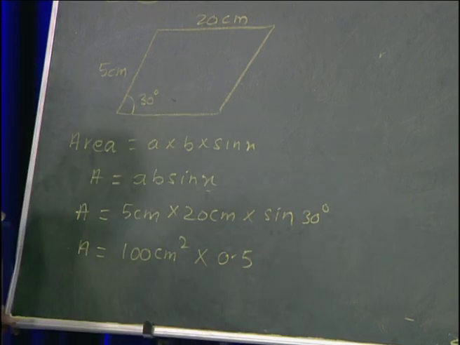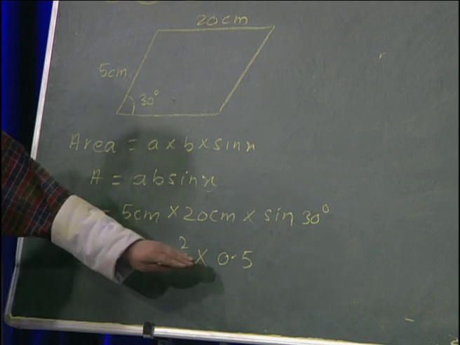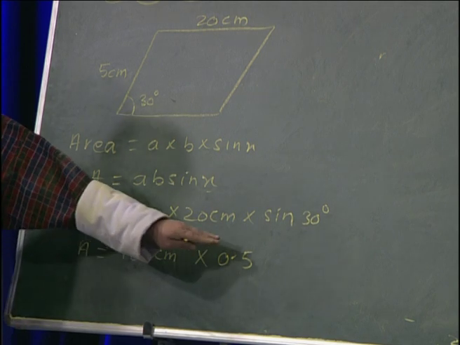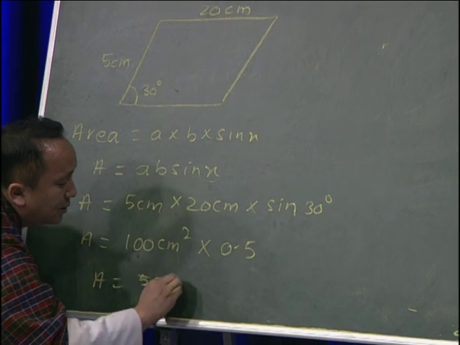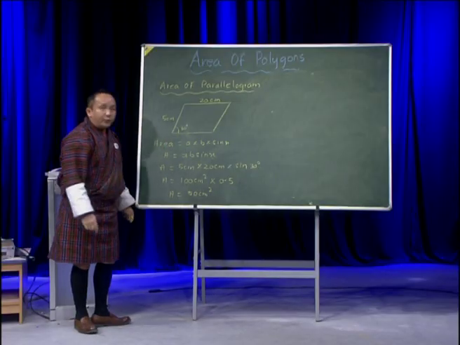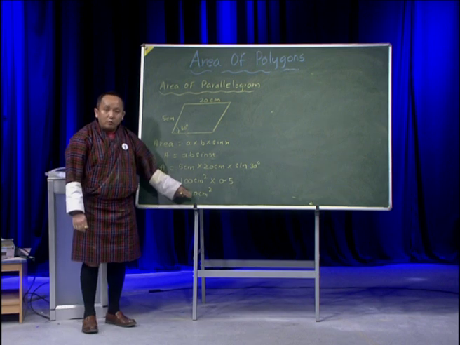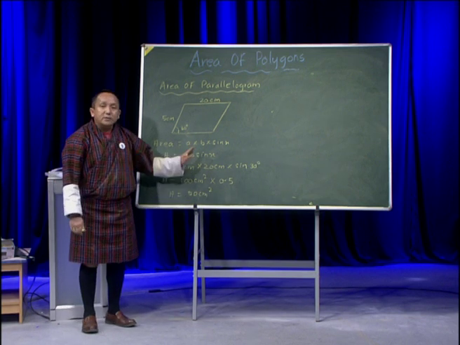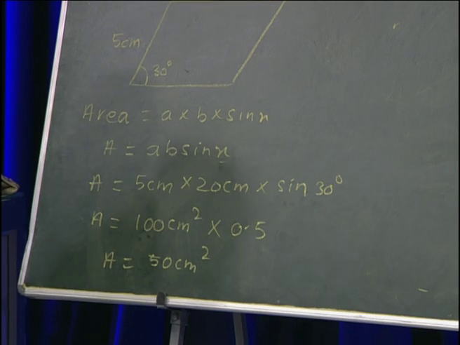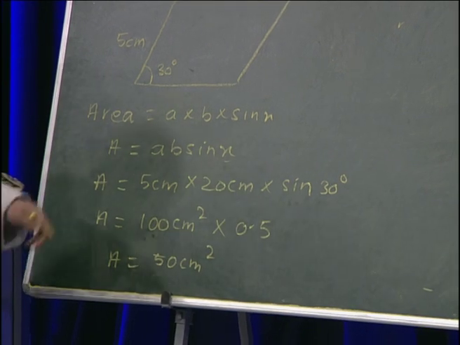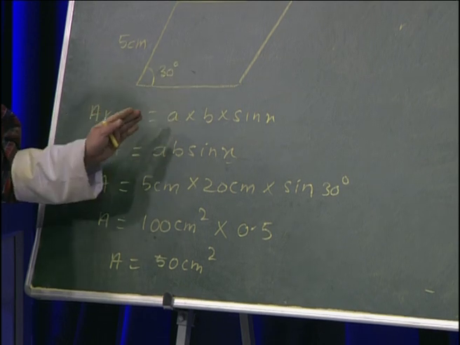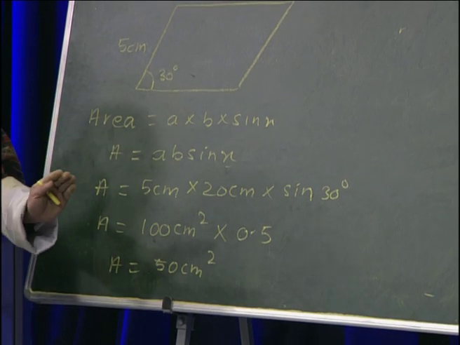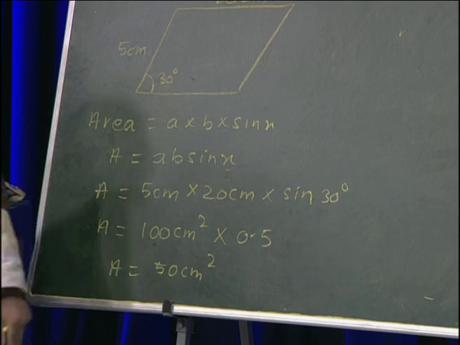0.5. Now multiply 100 and 0.5. So when you multiply 100 and 0.5, it will give us 50 centimeters square, and that's how we find the area of parallelogram by using the second formula, A times B times sine x. So this is how we find the area of parallelogram when height of the parallelogram is not given and the angle between two sides is provided.